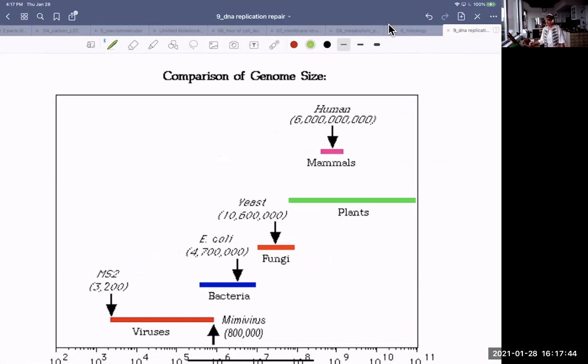But we happen to have 6 billion bases. And when we're talking bases, it's referring to the nitrogenous bases, which is part of the nucleotides. 6 billion bases, or another way you can put that is 3 billion base pairs.